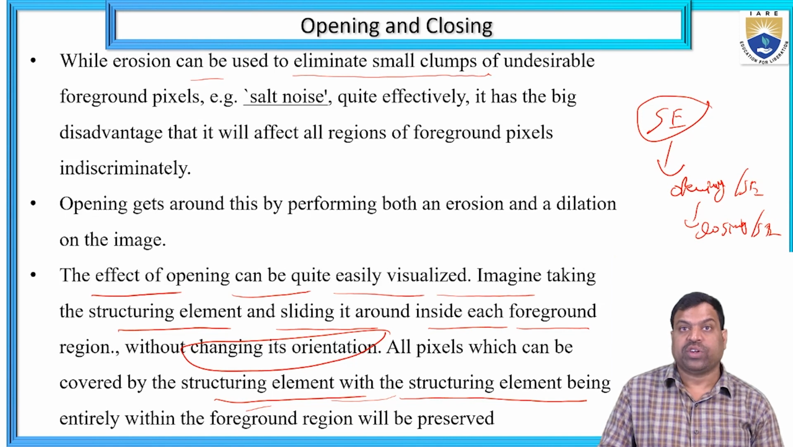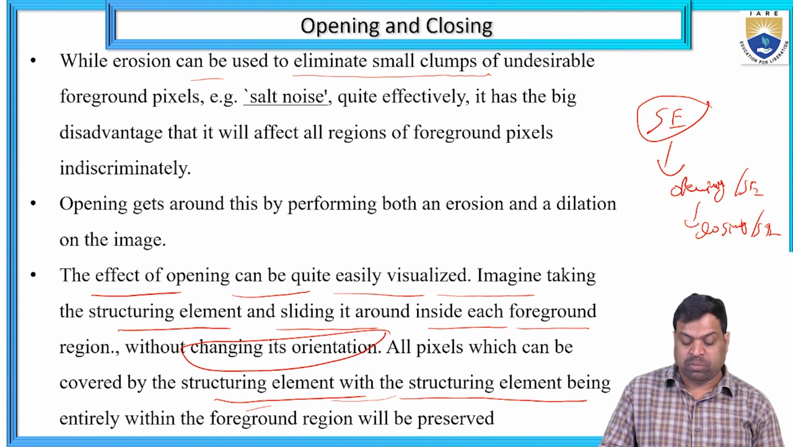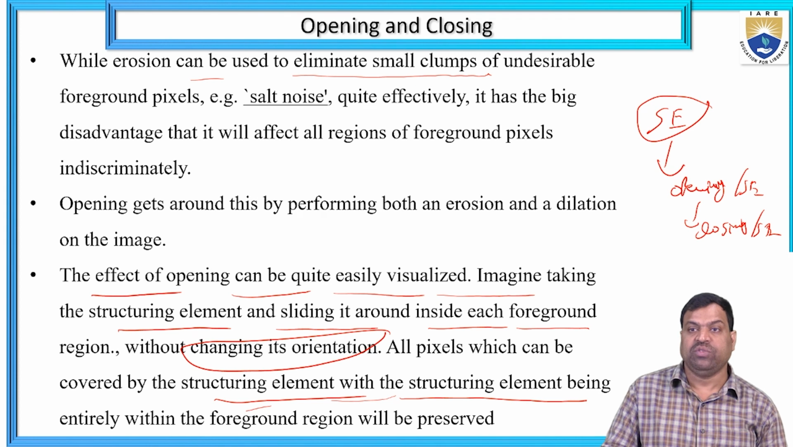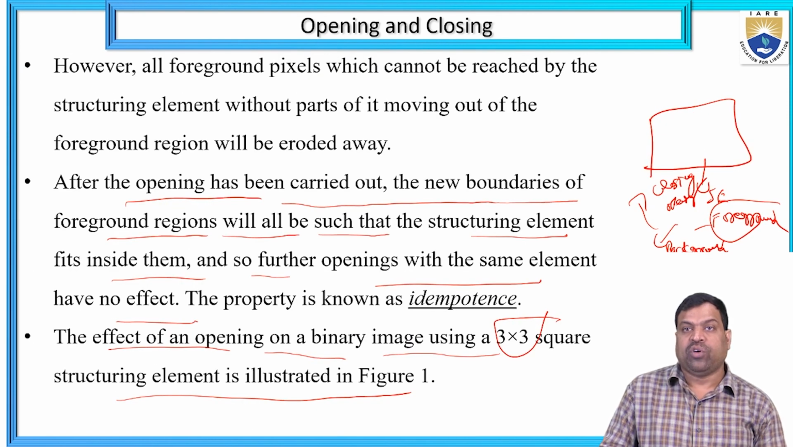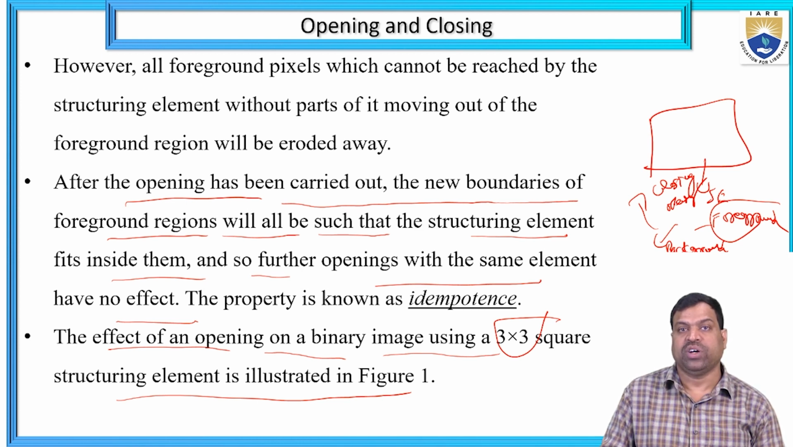While we are going for the erosion, it is used to eliminate small clumps of undesirable foreground pixels, that is, salt noise. But the opening involves performing both an erosion and a dilation of the image. The effect of opening can be easily visualized. The image can be probed with the structuring element by changing its orientation. With the structuring element, the foreground region will be preserved.